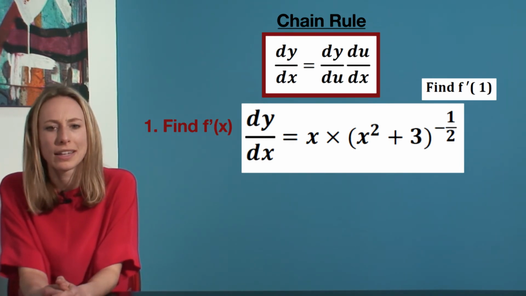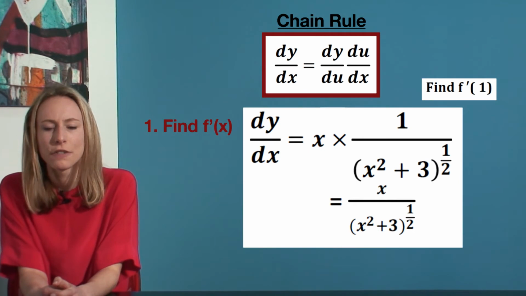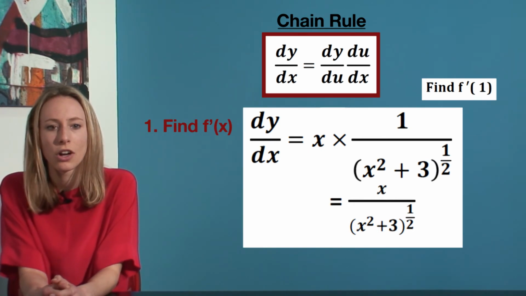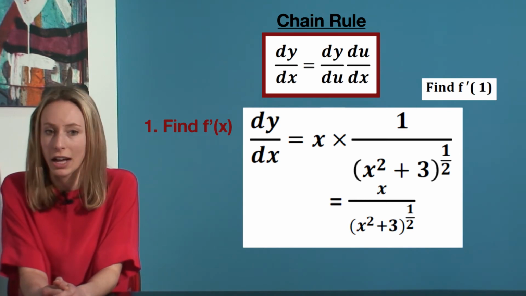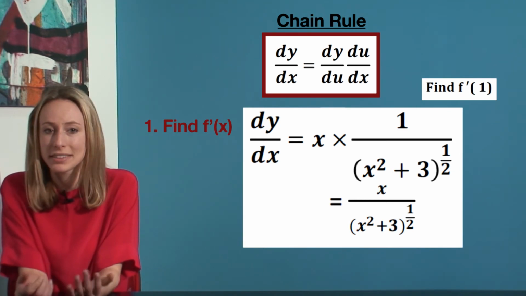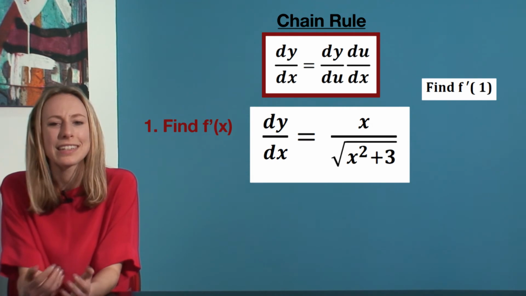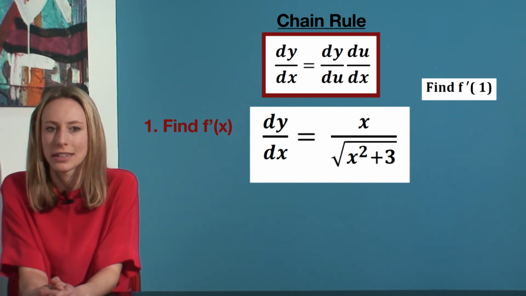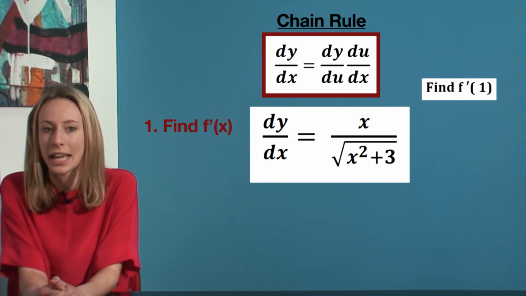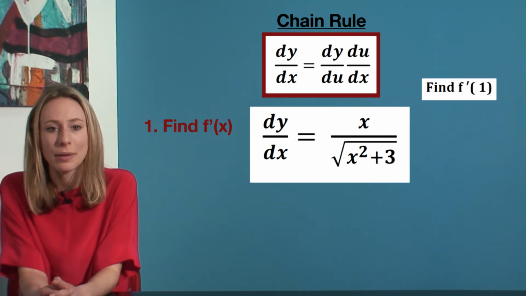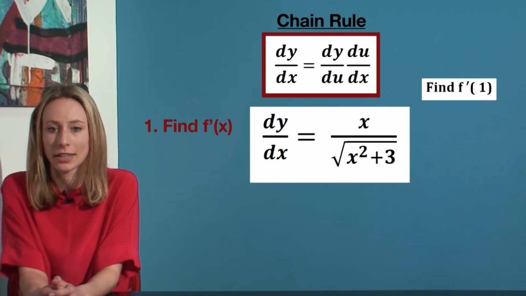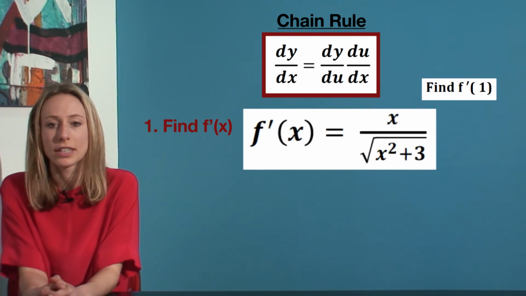You should always write your answer with positive indices. Following the steps on the screen, we get dy/dx equals x over (x squared plus 3) to the power of a half. We should now replace the half with a square root. This isn't necessary, but it does make it look nicer. dy/dx equals x over root of x squared plus 3. We now need to rewrite our answer in terms of f'(x). To do this, all we do is replace dy/dx with f'(x).